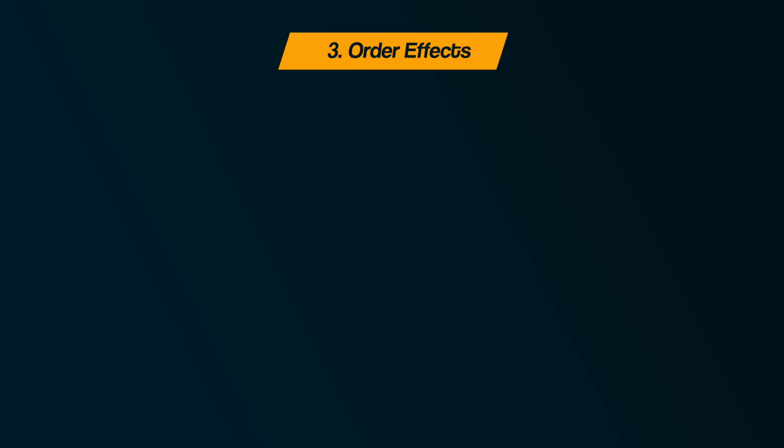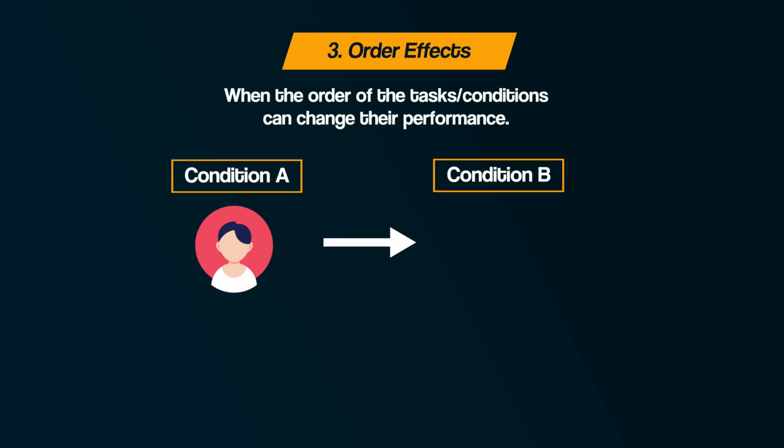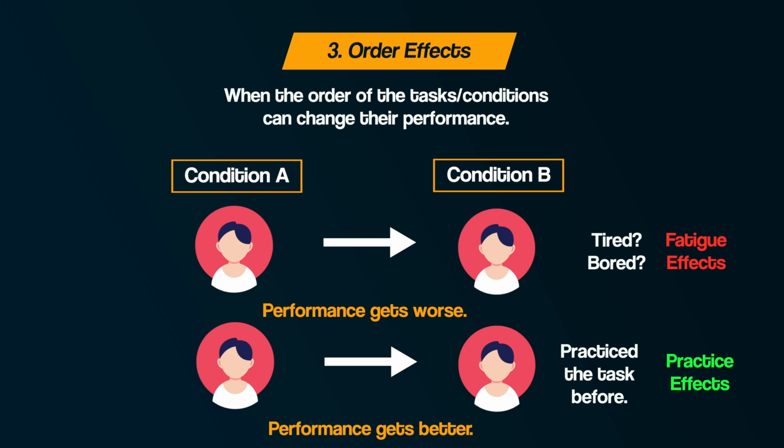Third, order effects. The order of the tasks can change their performance. For example, by the time someone does the second condition, they might be tired or bored, so they might perform worse. Or they might improve because they've had practice with the task, so they perform better. Either way, the order is affecting the results, not the independent variable.